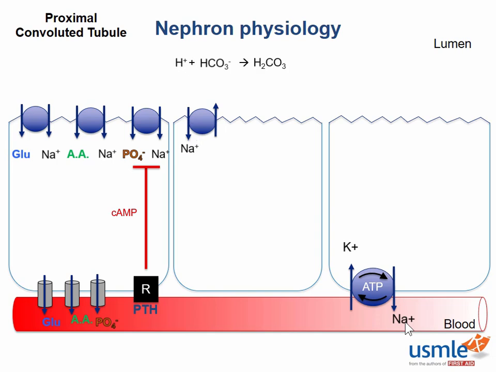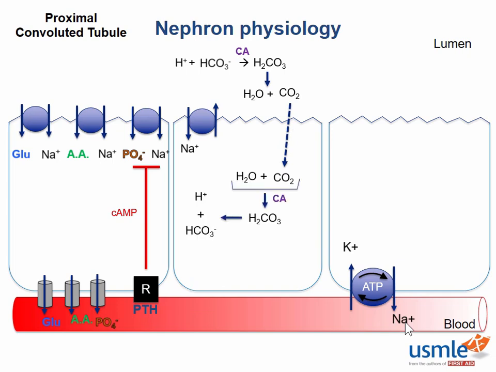Then it forms carbonic acid. This reaction is catalyzed by what enzyme? Correct, carbonic anhydrase. Carbonic acid can then undergo a spontaneous reaction to form CO2 and water. Nonpolar CO2 is then able to freely diffuse into the tubular cell and can be converted back to bicarb within the cell by running all these reactions in reverse. HCO3- or bicarb is then transferred to the bloodstream by a specific transporter.